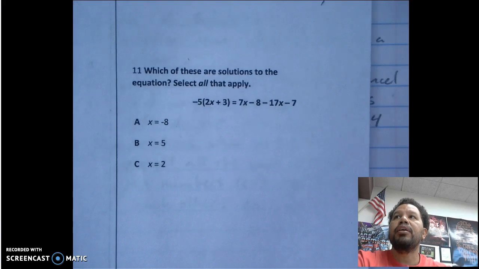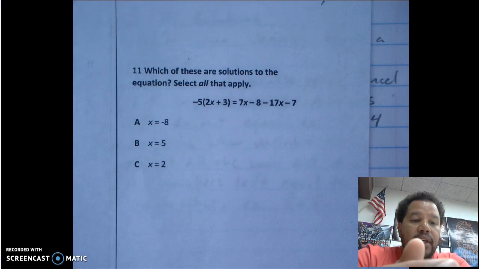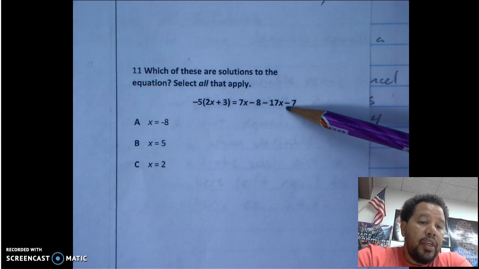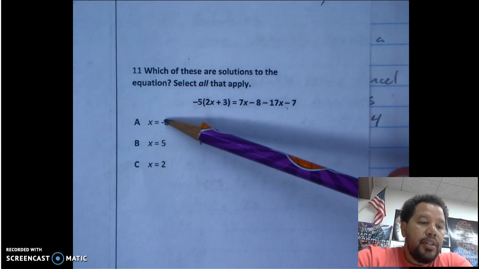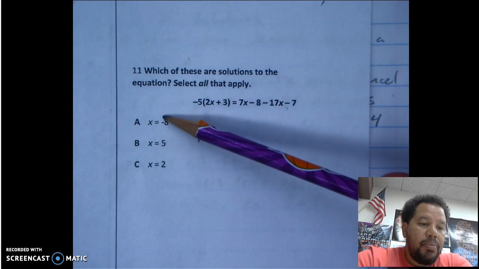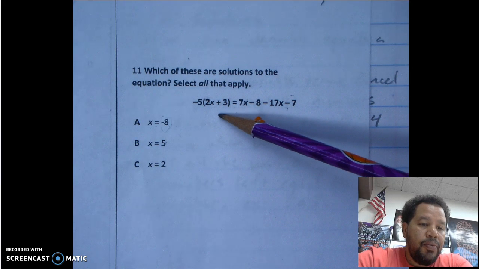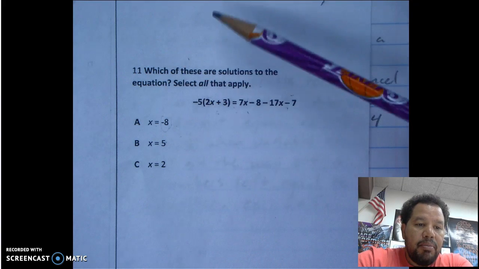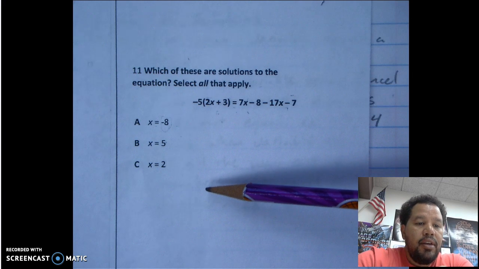Number 11. Which of these are solutions to the equation? Select all that apply. So it can have more than one answer. One way you can do this is solve the equation itself and see what the answer is. Or you can take each of these values of x and, one at a time, plug in -8 for x, work it out and see if it comes out true. If it comes out true, like the same number equals itself, then it is a solution. If it comes out to a false statement, then it's not a solution. Okay, so I'm just going to leave it at that.